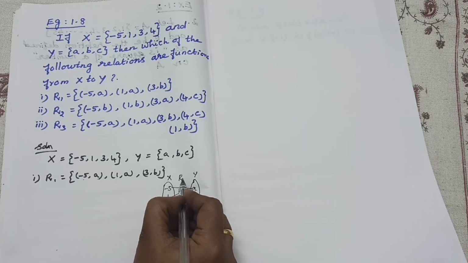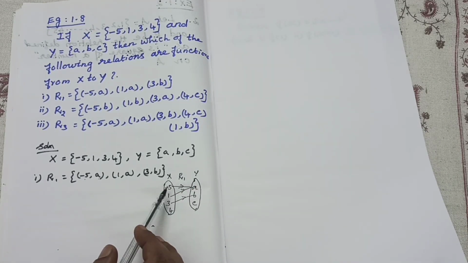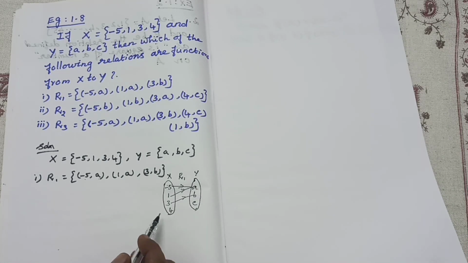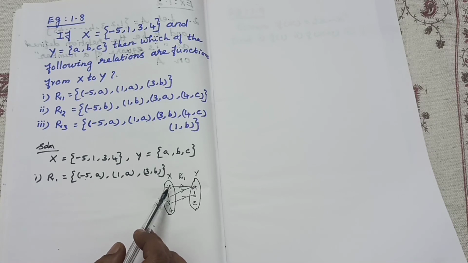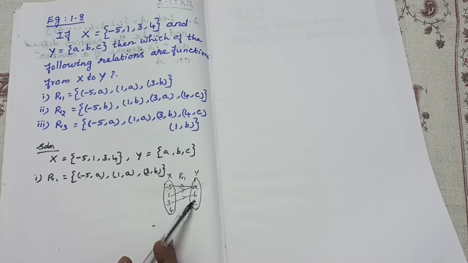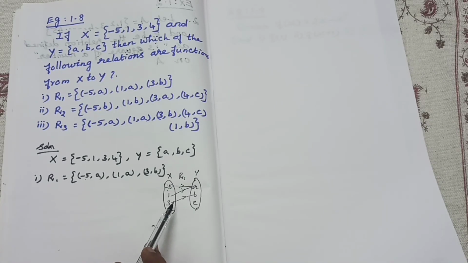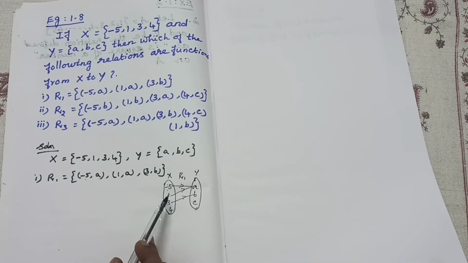In the middle we have to write R1, then relation X to Y, isn't it? Then minus 5 is related to A. 1 is related to A. 3 is related to B. Like this, the question is given. From the arrow diagram, shall we find this one? Is it a function? Yes, it is a... No, it is not a function.